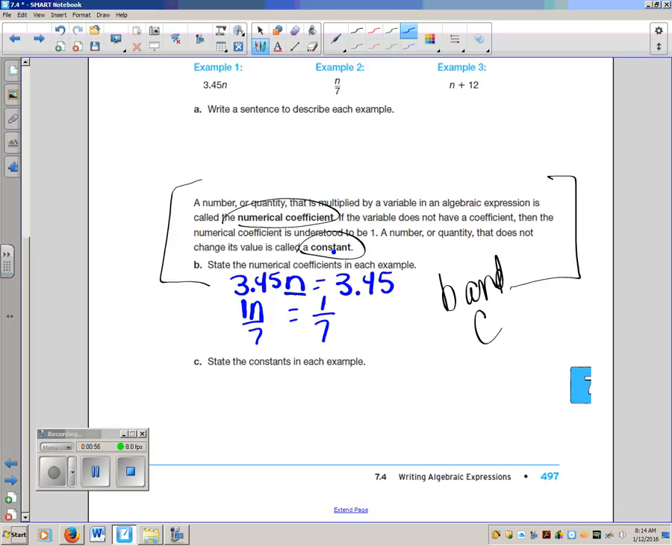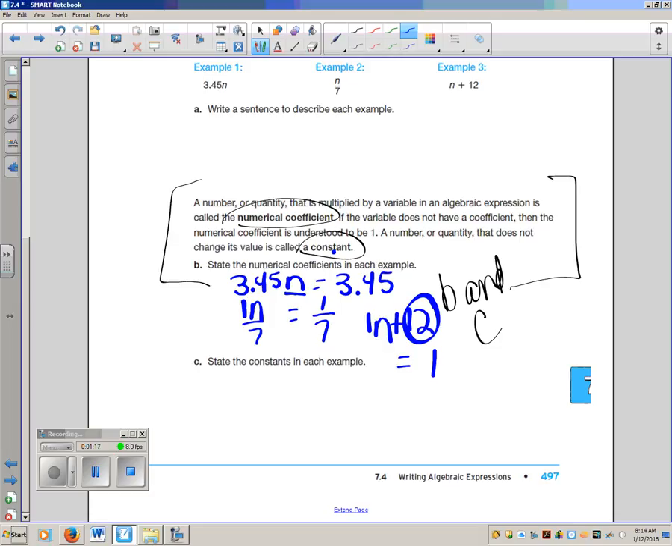On the third example, n plus 12. 12 is a constant. It's always going to be 12. It's not going to change. The number that is next to n is 1, even though we don't write it. So for this example, the numerical coefficient is 1.